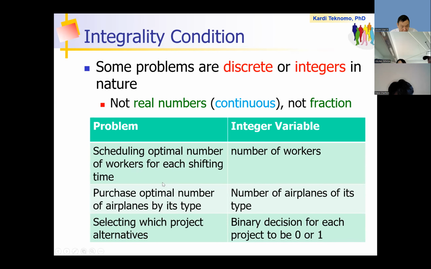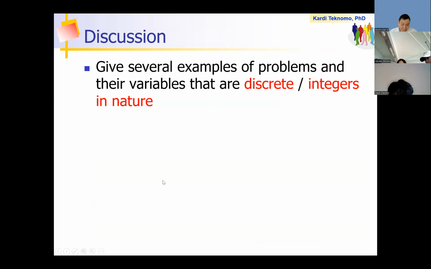So my question to each of you: can you give me several examples of problems and the variables that are discrete or integer in nature? Each of you. Give me an example of the problem and the discrete variables. Dave.